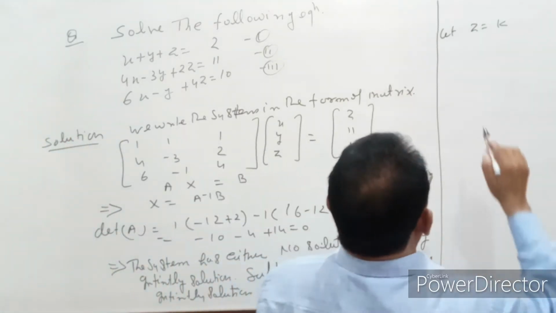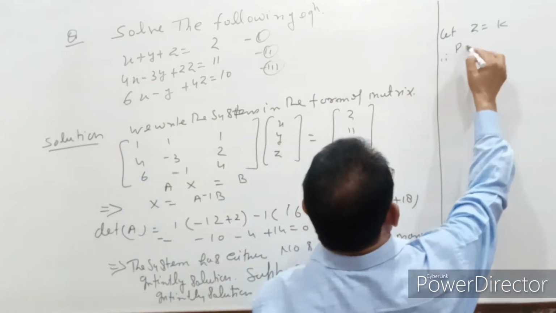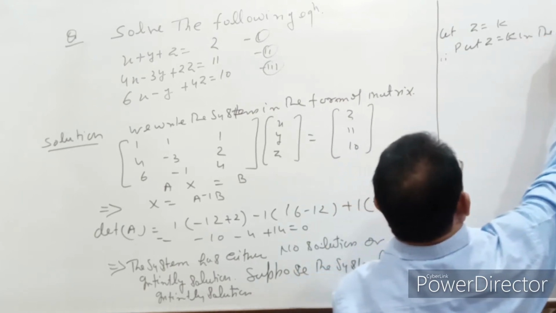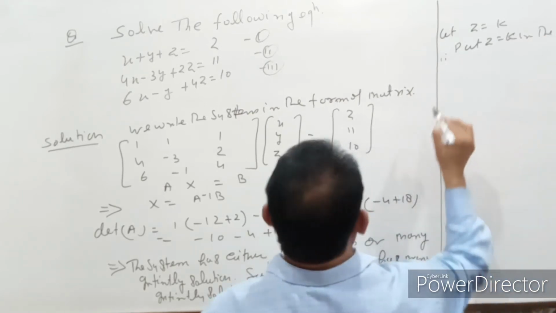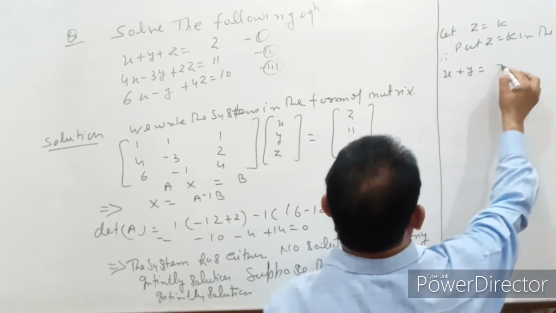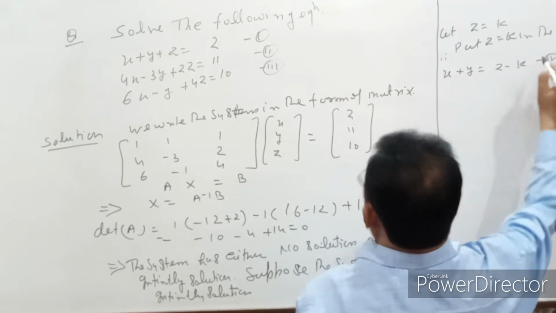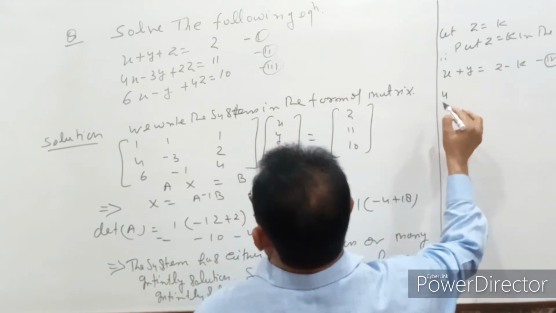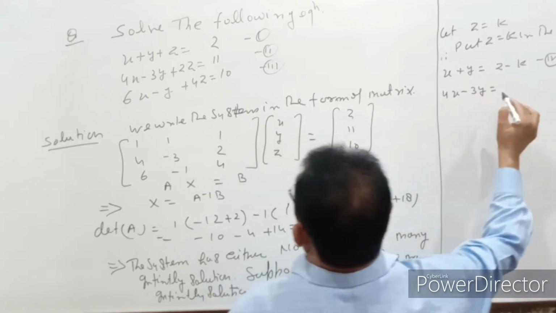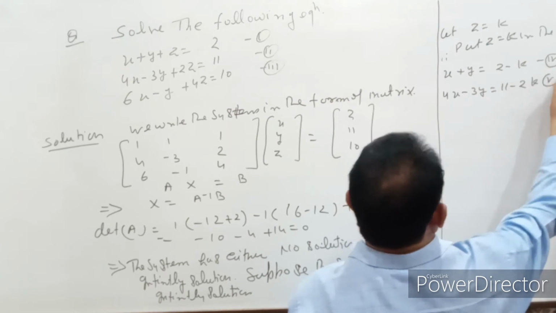Keep this in mind. So therefore, put z is equal to k in equation first. We get x plus y is equal to 2 minus k. That is say equation 4, and 4x minus 3y is equal to say 11 minus 2k. This is equation 4.